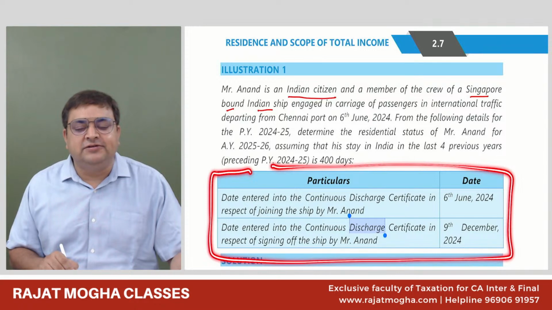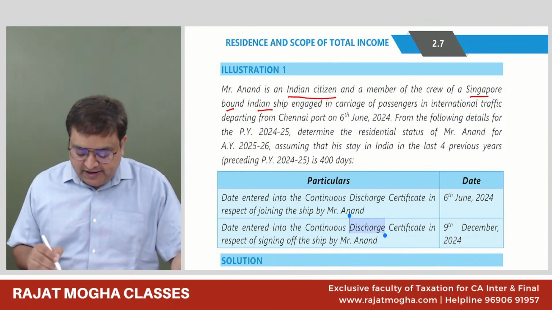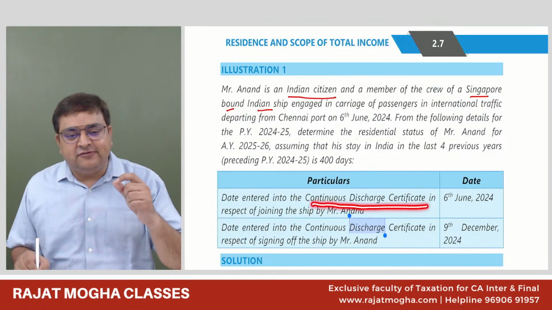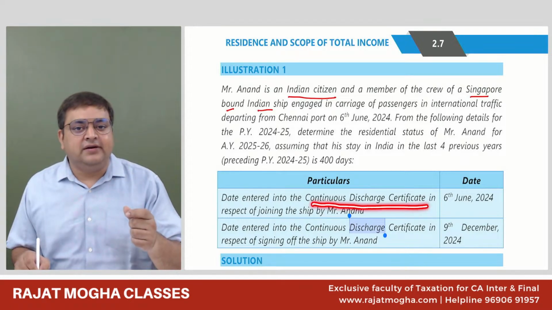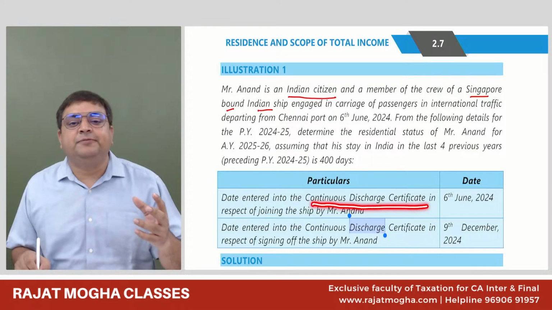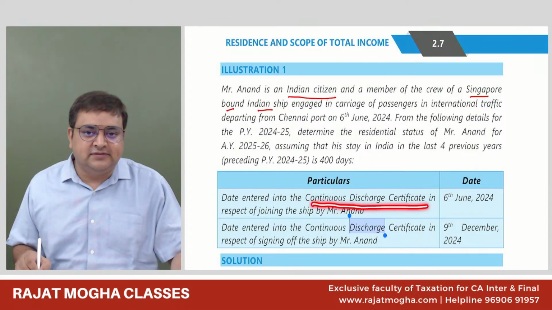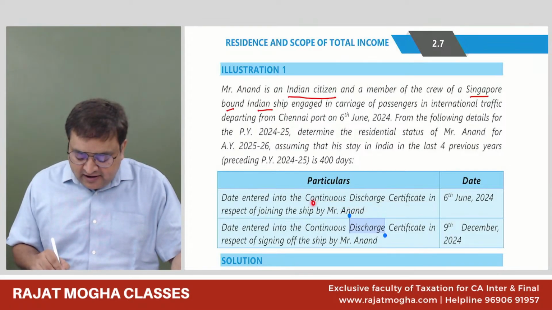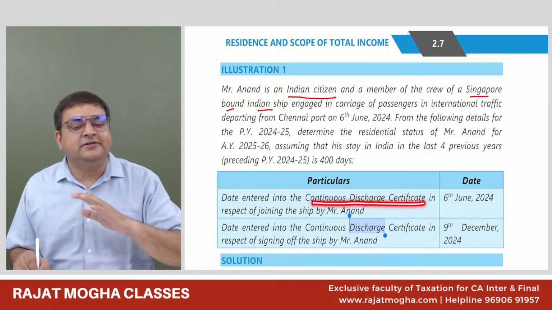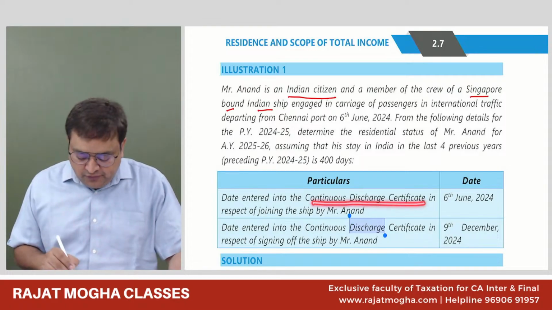So whenever the continuous discharge certificate is given to you, the dates mentioned, the starting date and the end date, and the days in between should be excluded. It is assumed that he is not in India. So from 6 June till 9th December he is not in India. He was in India till 5th of June, and from 10th December onwards he was in India. Everybody okay? So we need to determine his residential status. Now, how will we write it in our examination? This is illustration number 1 in the study material.